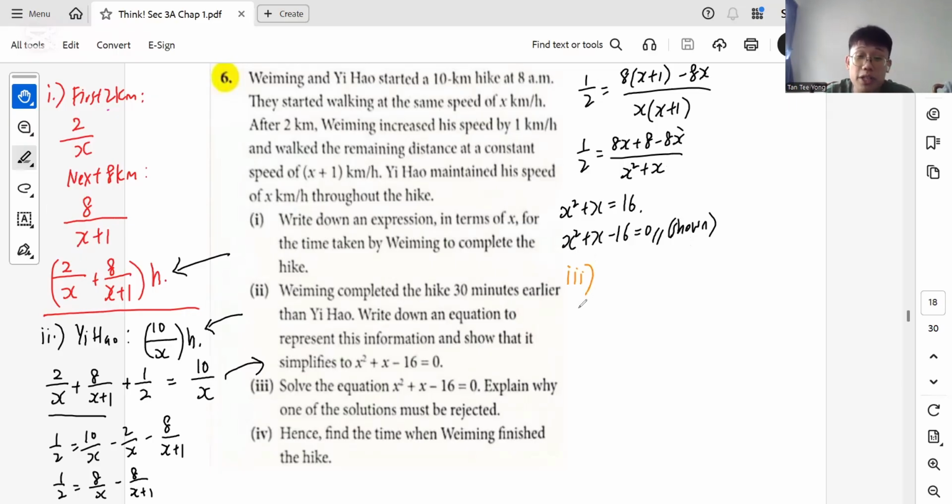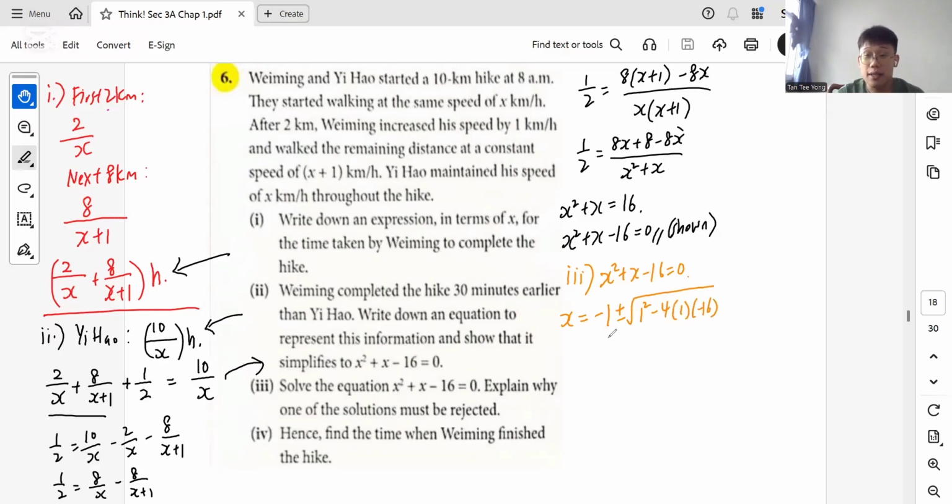So part 3, solve the equation. Explain why one of the solutions must be rejected. Okay, as usual, solve. I'm going to solve it using the quadratic formula again. So x squared plus x minus 16 equals to 0. So x equals to negative b plus minus square root b squared minus 4ac over 2a, right?